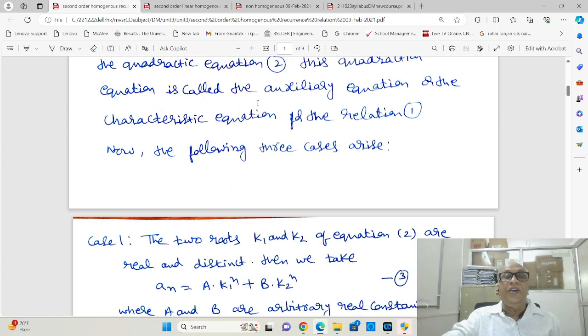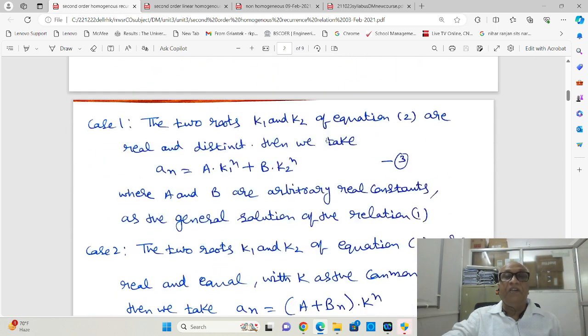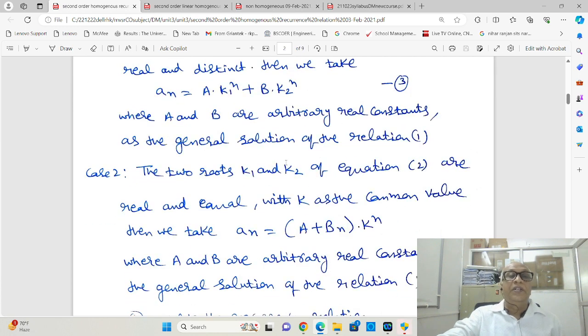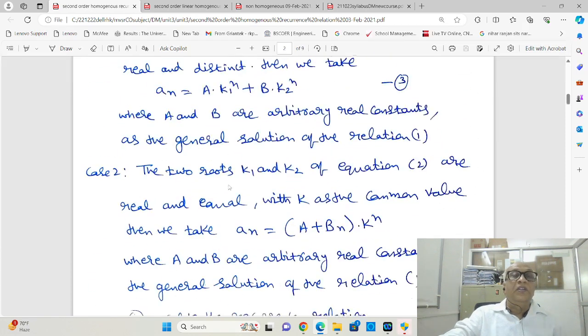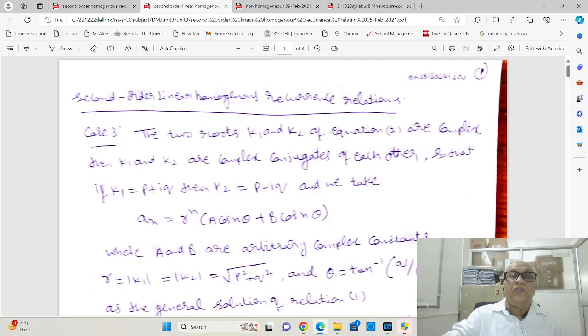Case 1, if you find the roots k1 and k2 and they are real and distinct, then the solution will be of the form an is equal to a k1 to the power of n plus b k2 to the power of n. The second case is the roots k1 and k2 are real and equal. The solution for that will be an is equal to (a plus bn) k to the power of n. The third case was the two roots k1 and k2 are complex.